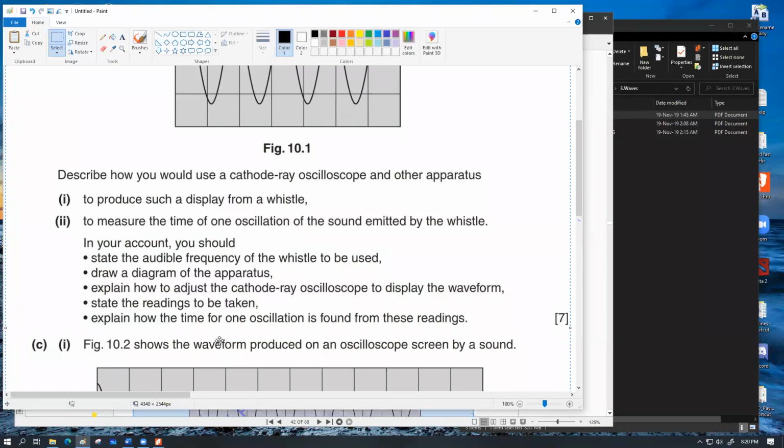Draw a diagram of the apparatus. Explain how to adjust the cathode ray oscilloscope to display the waveform. State the readings to be taken. Explain how the time for one oscillation is found from these readings.